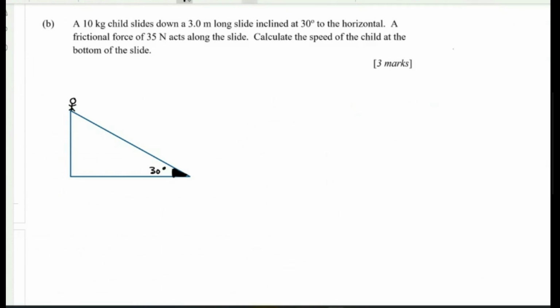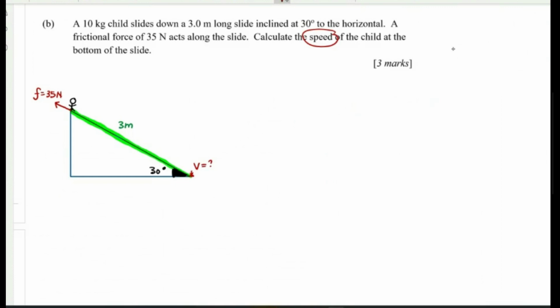Okay, maknanya 3 meter tu inilah the green color here. So this is 3 meter. Okay. So I would choose green color. Alright. And then a frictional force of 35 Newton. Okay, means that masa dia nak gerak ke bawah tu, mesti ada frictional force. Given 35 Newton. Okay. So in this case, calculate the speed of the child at the bottom of the slide. Okay, so we want to calculate what is the speed. Masa dia sampai kat sini.